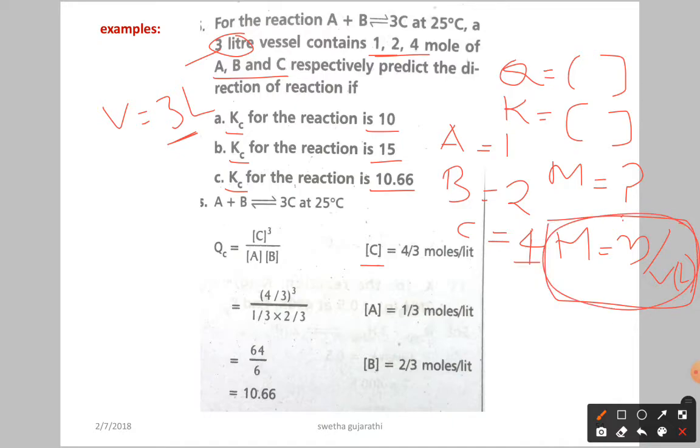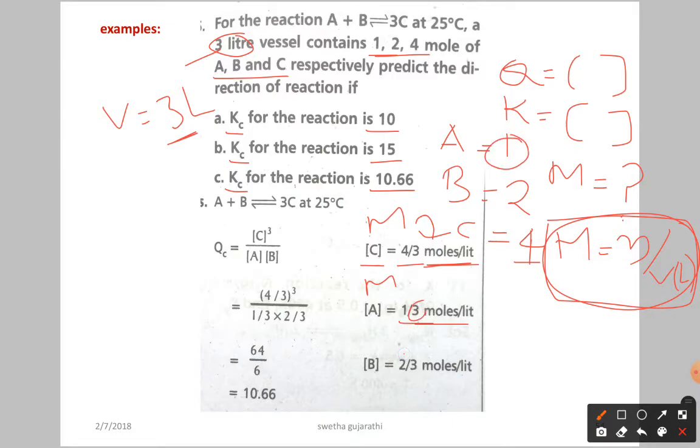So this is the molarity of C: number of moles over volume, 4 by 3, and you can see the units, moles per liter. Next, the molarity of A is 1 by 3 moles per liter, because the number of moles of A is 1 and the volume of the vessel is 3.